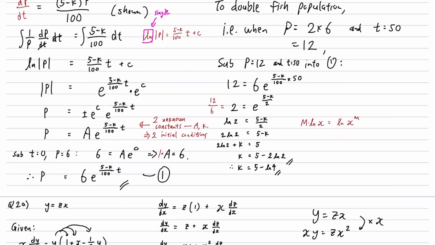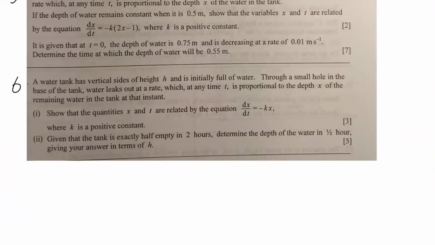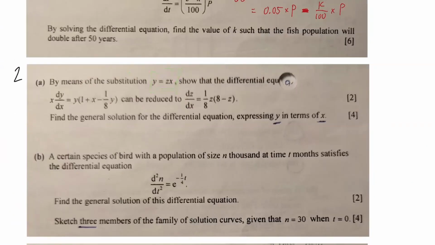All right, let's go to the next question. So question 2a. By means of a substitution y equals z times x, show that the differential equation, this fella here, can be reduced into dz by dx equals 18z times 8 minus z. Let's just copy down the a first. Do you want to try this? Take out a piece of paper and pen and try.